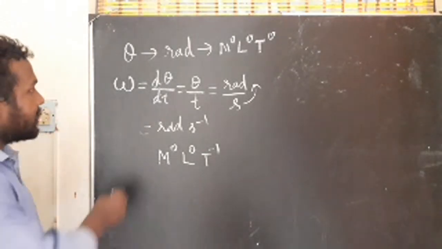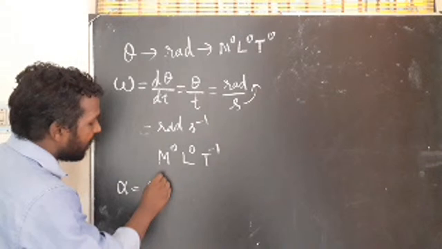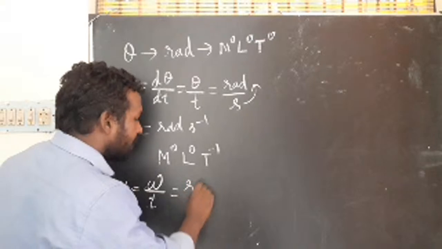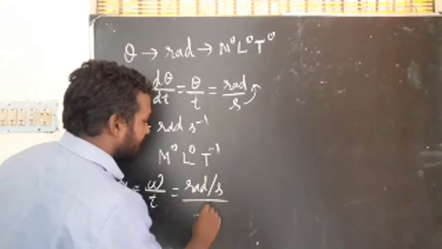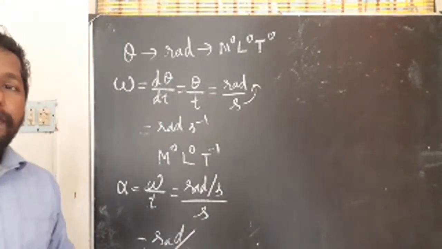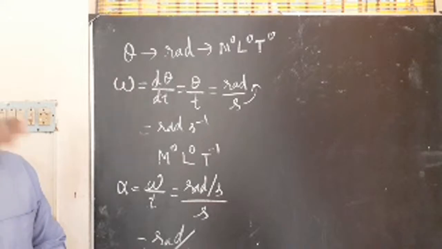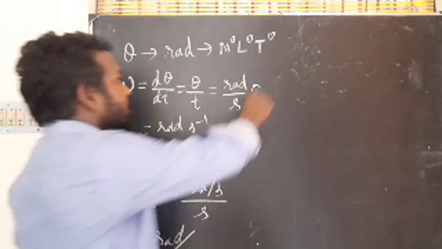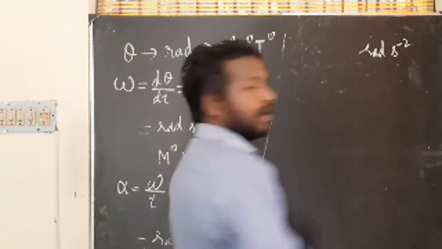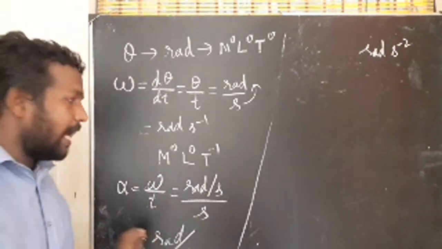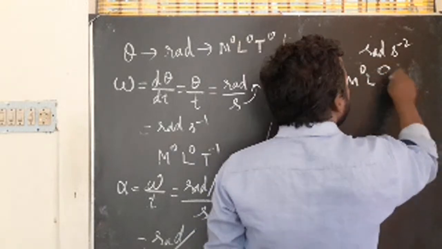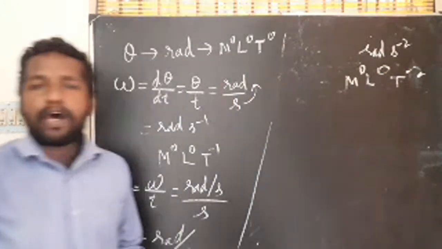Next, angular acceleration. Angular acceleration is angular velocity by time. Angular velocity, I already told you, is radian per time. Radian per time divided by time. So radian per second square. It is angular acceleration. From the denominator, second square, if you take it as numerator, second minus 2 we get. So we'll have radian second minus 2. What about the dimensional formula for angular acceleration? M power 0, L power 0, T power minus 2. It is the dimensional formula for angular acceleration.